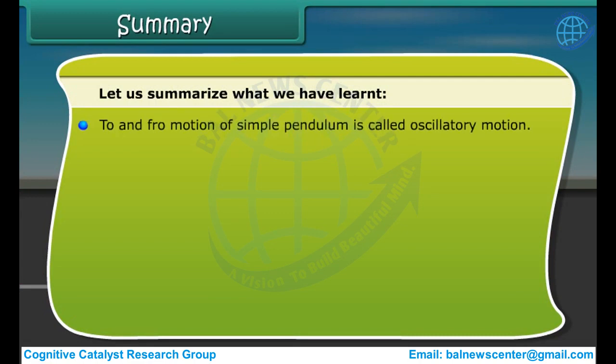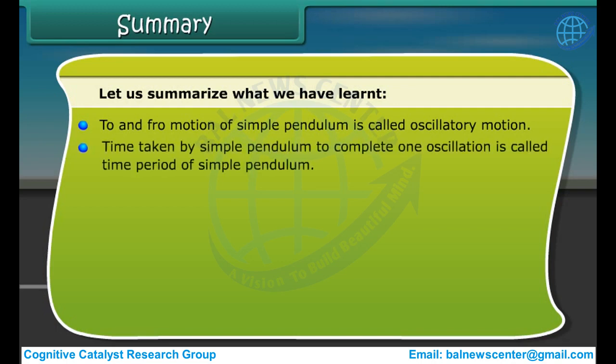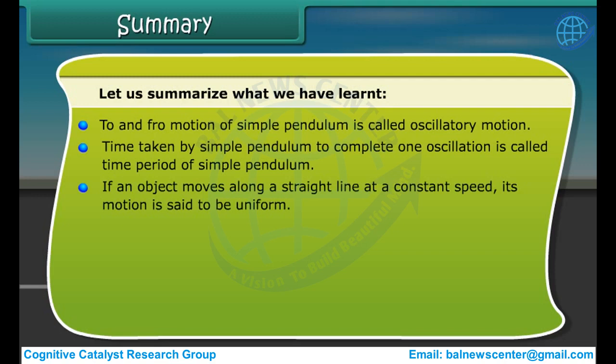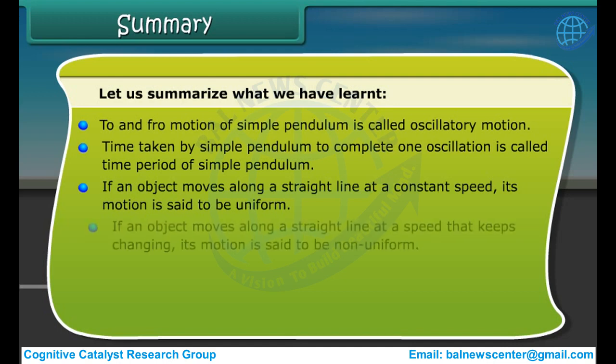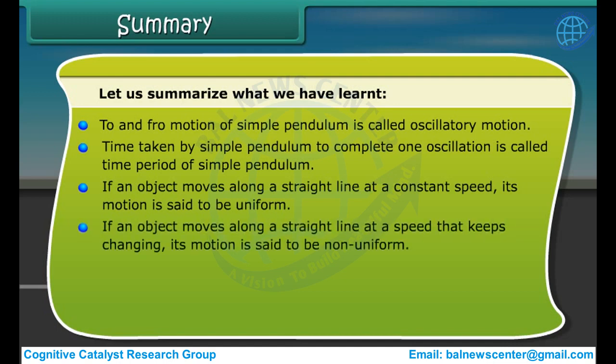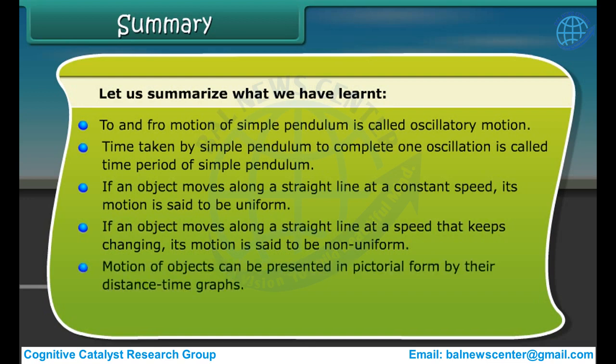To and fro motion of simple pendulum is called oscillatory motion. Time taken by simple pendulum to complete one oscillation is called time period of simple pendulum. If an object moves along a straight line at a constant speed, its motion is said to be uniform. If an object moves along a straight line at a speed that keeps changing, its motion is said to be non-uniform. Motion of objects can be presented in pictorial form by their distance-time graph.